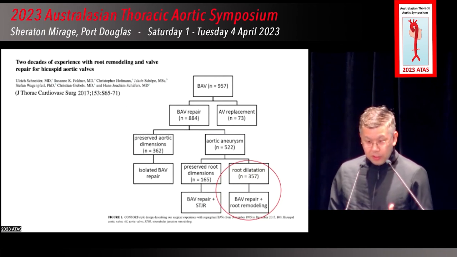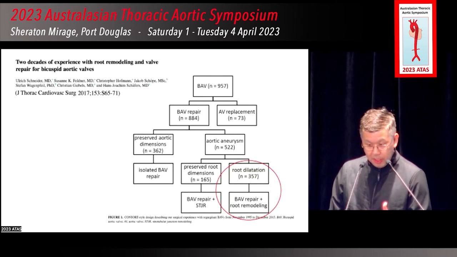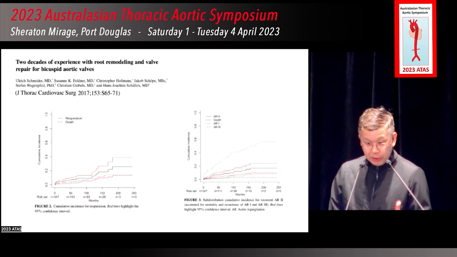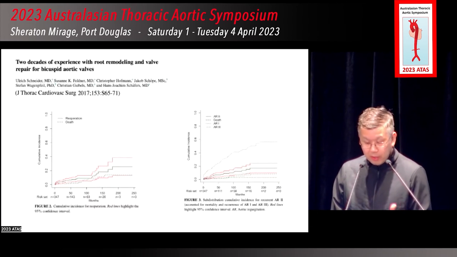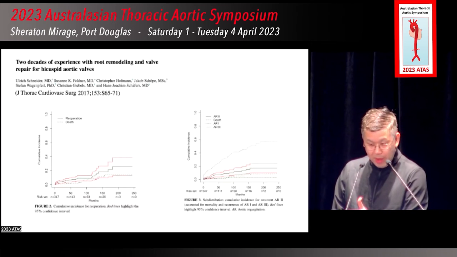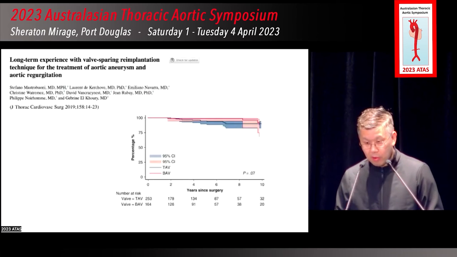This is the Hanover group from Dr. Schaefer's, and he primarily did BAV repair root remodeling and showed that the cumulative index of death and reoperation was relatively low. On the right graph, there's a higher incidence of over mild AI, but over moderate AI and death were relatively low overall in his series.